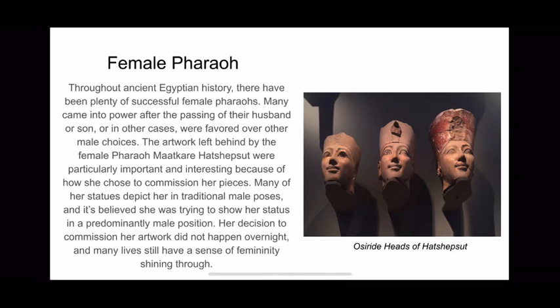Throughout ancient Egyptian history, there have been plenty of successful female pharaohs. Many came into power after the passing of their husband or son, or in other cases were favored over other male choices. The artwork left behind by female pharaoh Menkaure were particularly important and interesting because of how she chose to commission her pieces. Many of her statues depict her in traditional male poses, and it is believed she was trying to show her status in a predominantly male position.